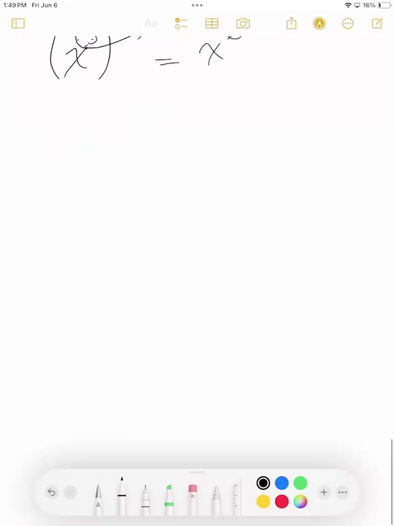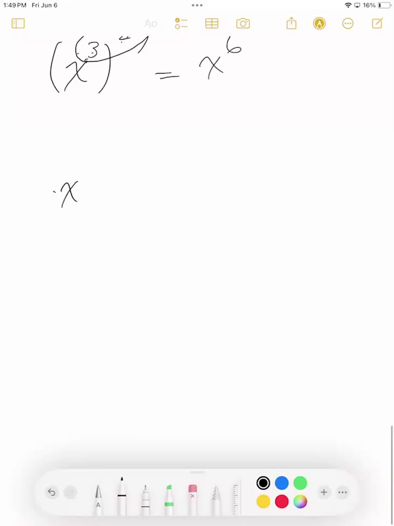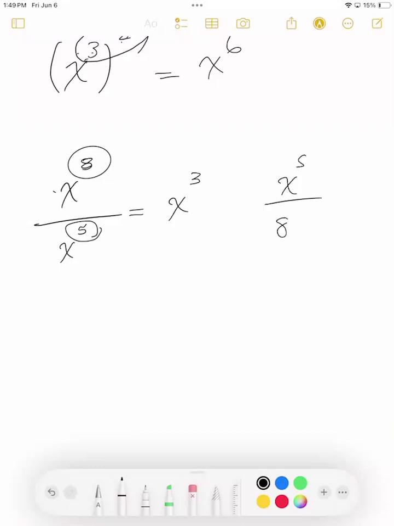We have another rule for division. If I have x to the power 3, or let's say change that to 8, and then I have an x to the power 5, I go 8, which is bigger, take away 5, I get x to the power 3. But what if 5 was on the top, 8 is on the bottom?